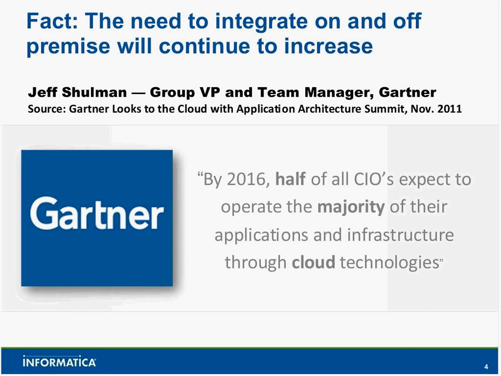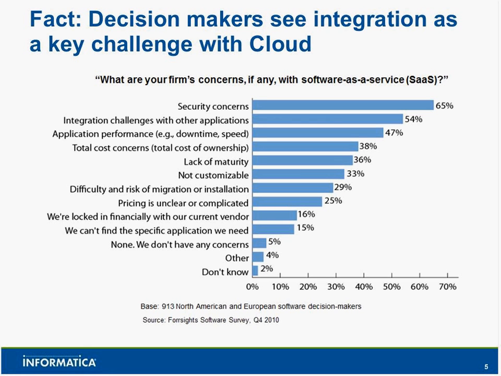So let's jump in. The clear fact is we are moving towards a hybrid IT world, and I like this quote from Gartner. These analyst firms are really talking about cloud adoption in organizations of all sizes. By 2016, half of all CIOs expect to operate the majority of their applications and infrastructure through cloud technologies. So this is really speaking to the need to make sure you have the ability to integrate all these applications together to avoid what's sometimes referred to as SaaS silos or SaaS sprawl.